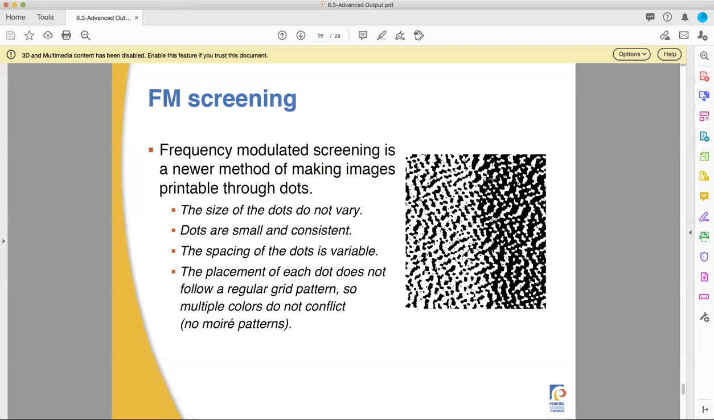But with FM screening, because you're using the smallest size dot no matter what, when you get into the lighter areas, you have a more even coverage and a much better, more subtle look of shading.